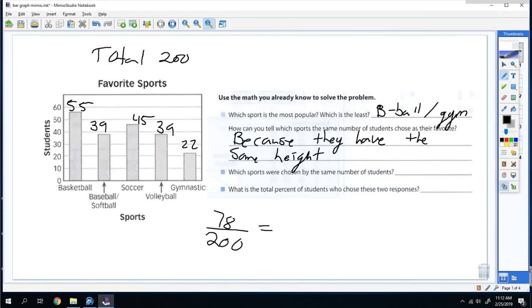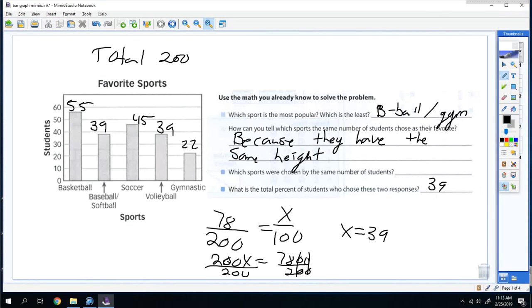And since you're trying to find a percent, you do x over 100%. So you get 200x equals 7,800. Divide 200 to both sides. You cross it off. Divide 2 into 78, and you get 39. So it'd be about 39%.